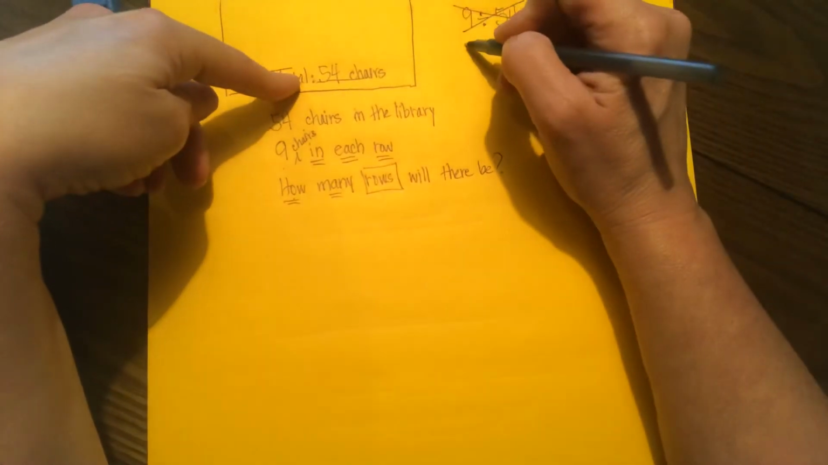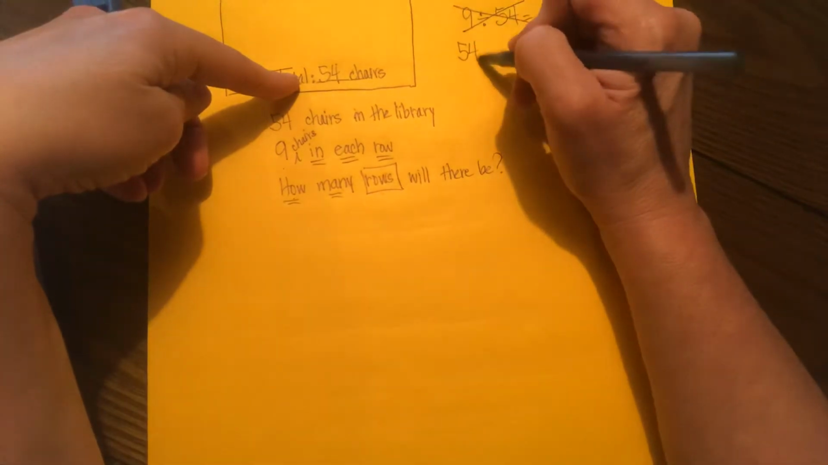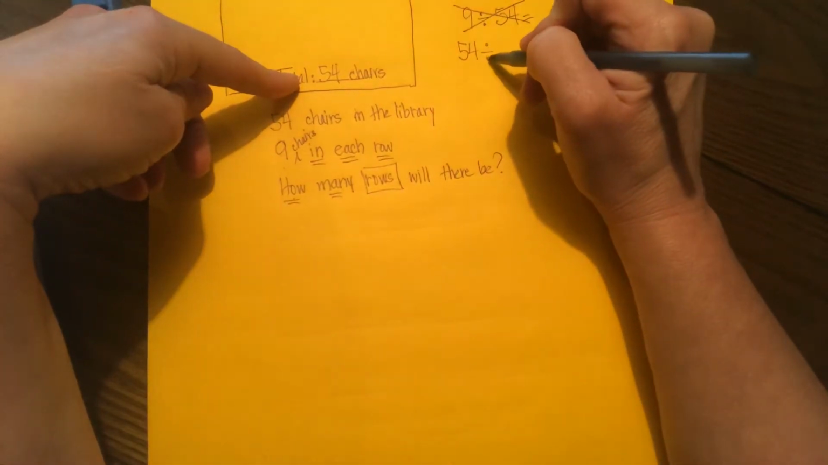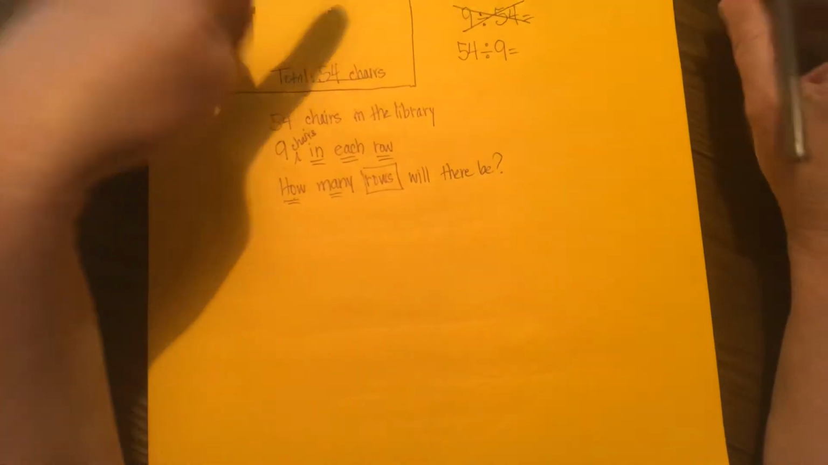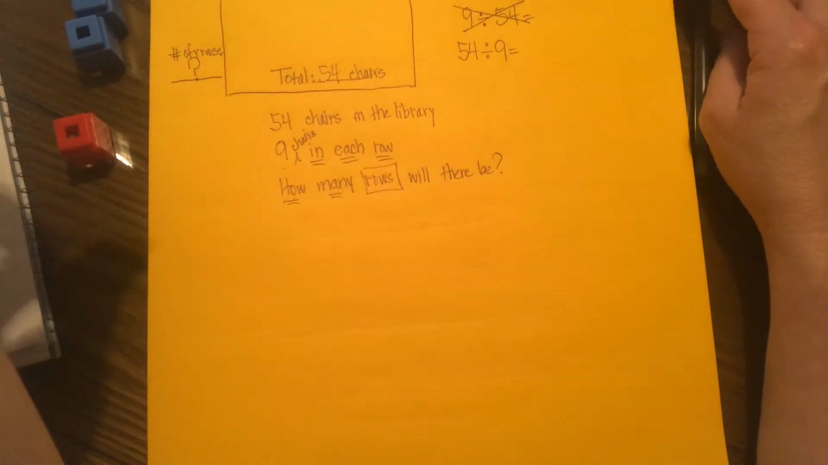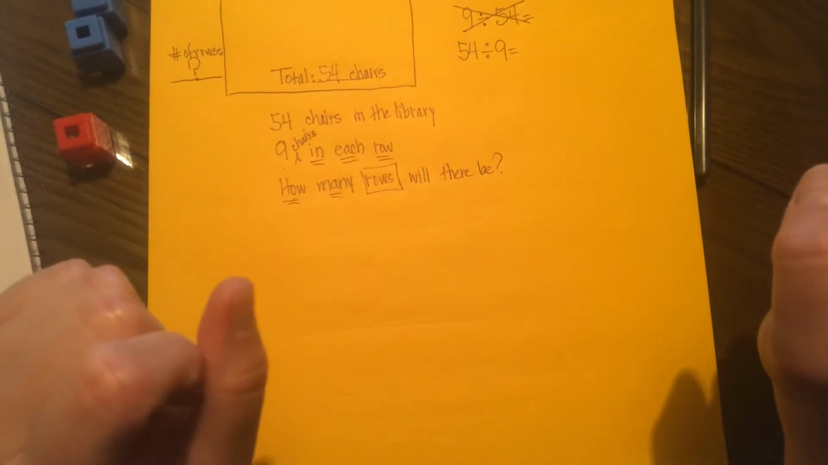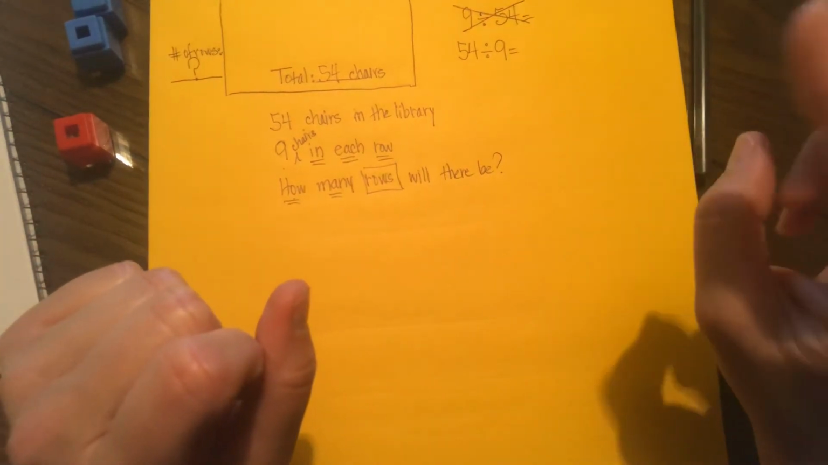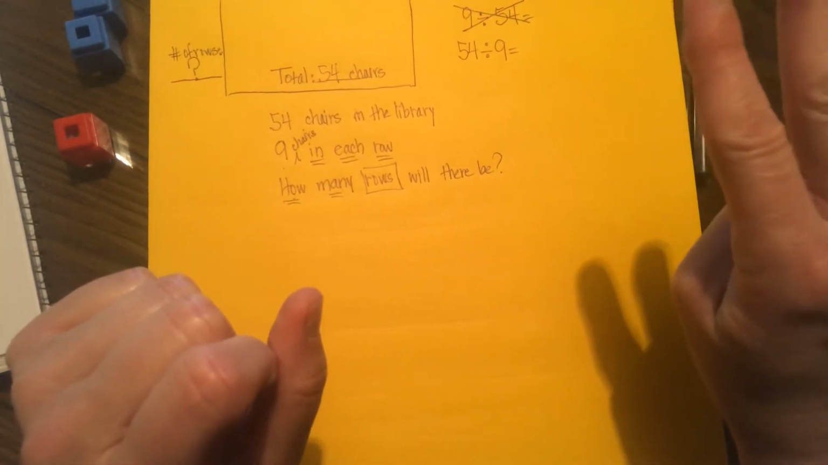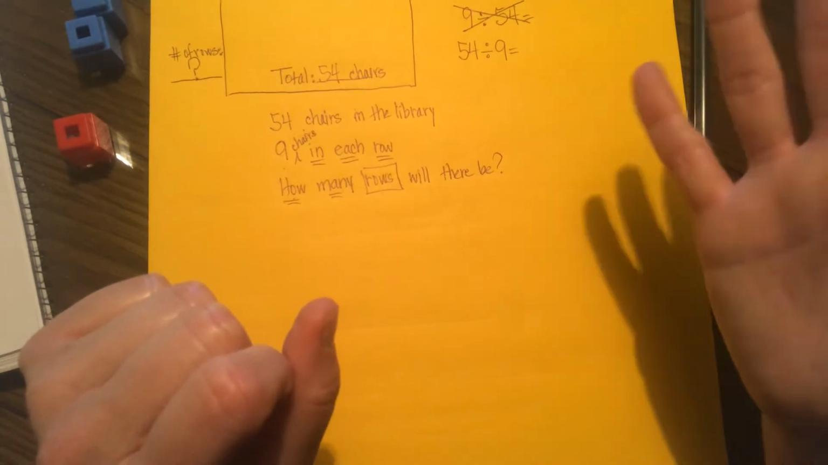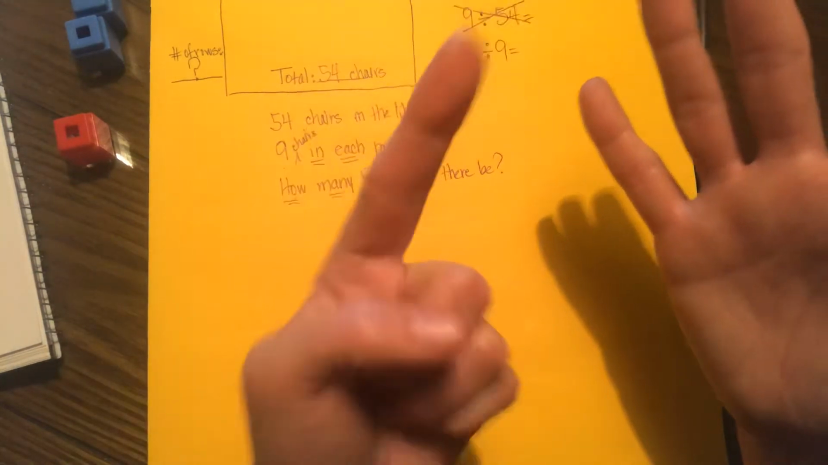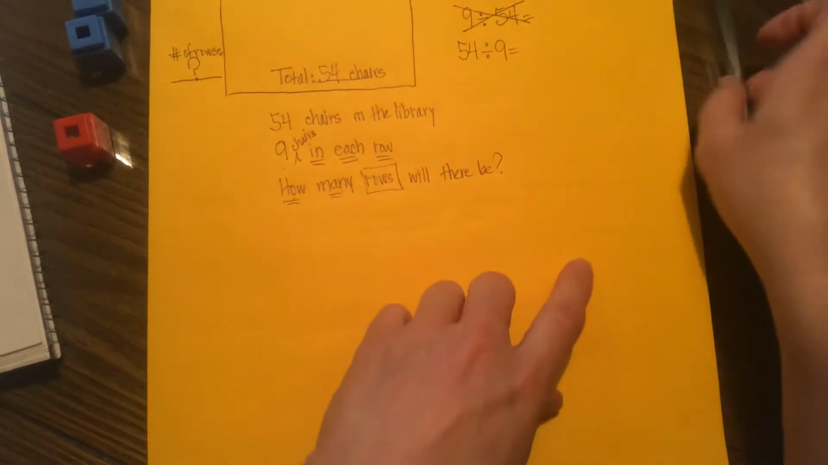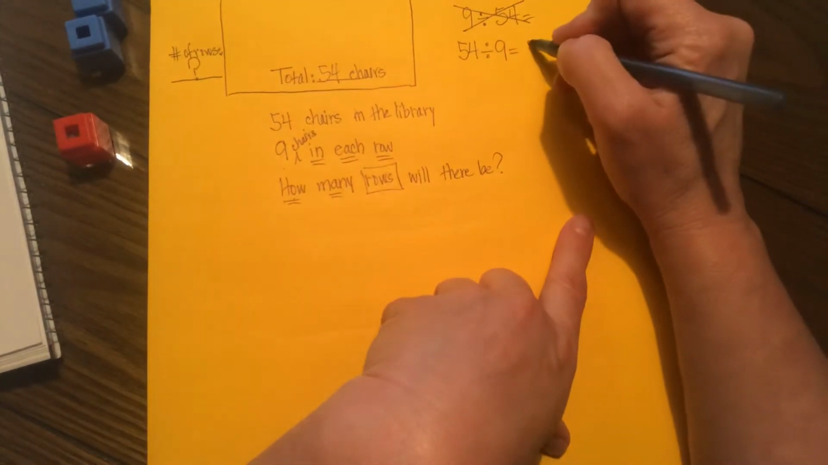But rather, I'm going to start with the total number of chairs, and I'm going to divide them so that there are 9 in each row. So we're going to count by 9s to 54. 9, 18, 27, 36, 45, 54. There are 6.